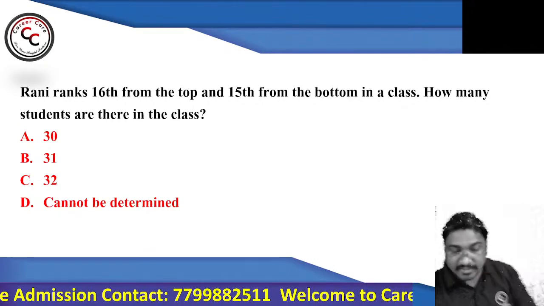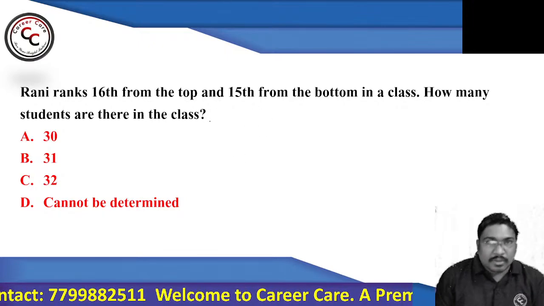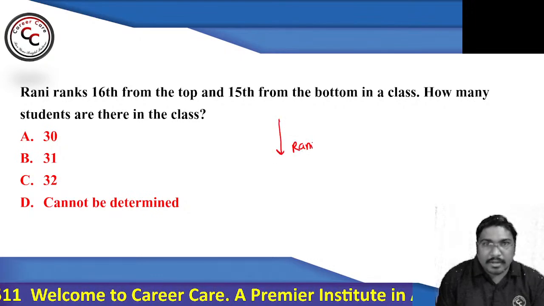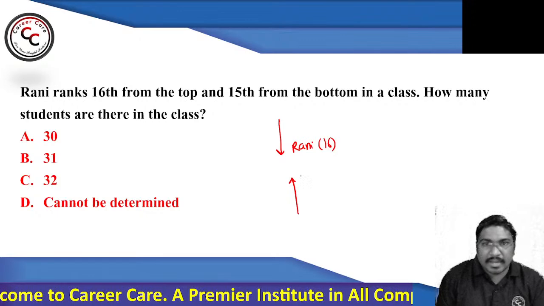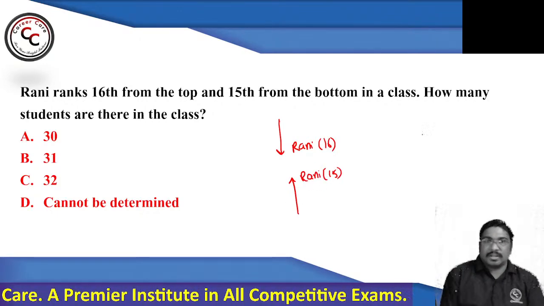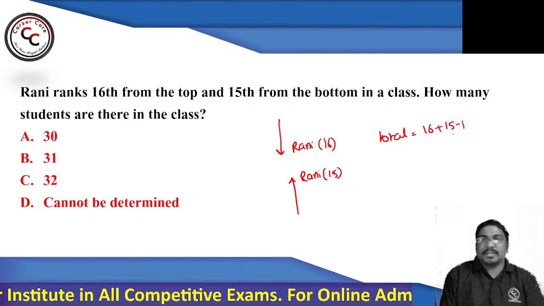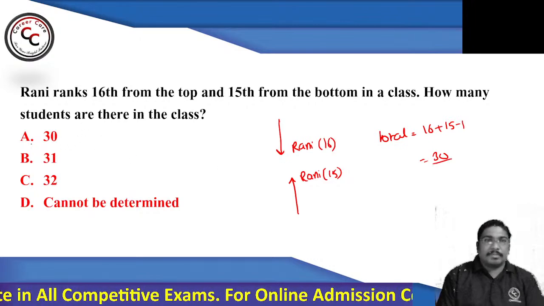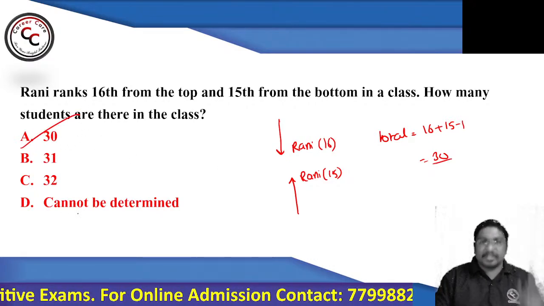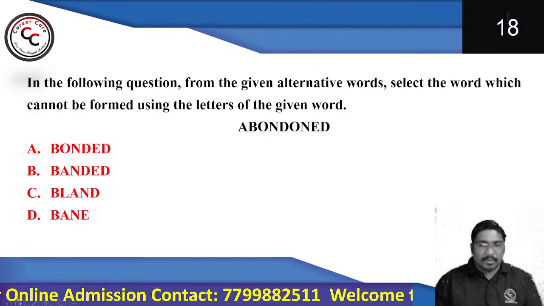So here I got the answer 30. Yes. Rani ranks 16th from top and 15th from bottom in a class. How many students are there in total? Both are the same, na? 16 plus 15 minus 1, 30. Why this minus 1 means I have added this person twice. That's why once. Right? Now look at this question.